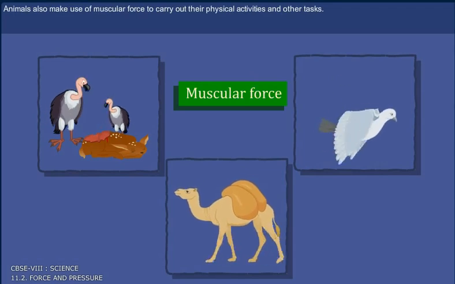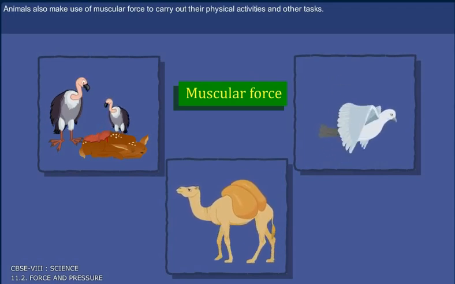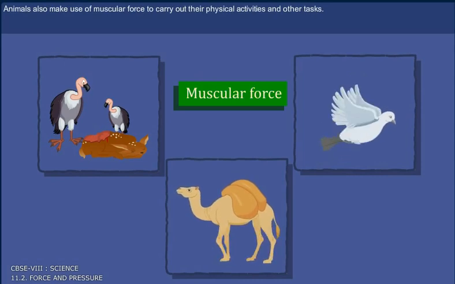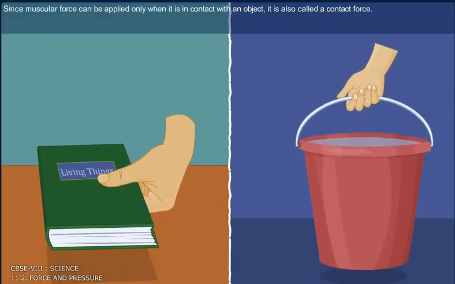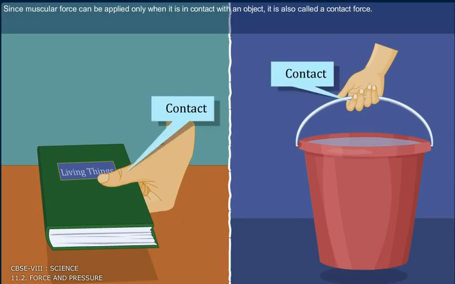Animals also make use of muscular forces to carry out their physical activities and other tasks. Since muscular force can be applied only when it is in contact with an object, it is also called a contact force.